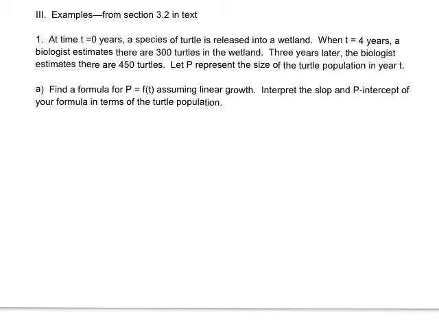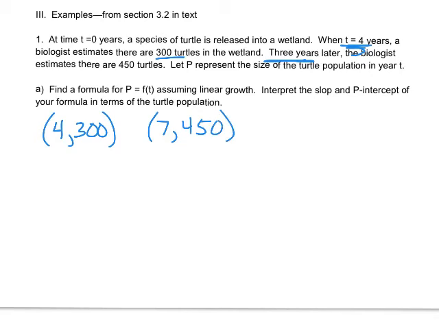If you looked for your coordinates, you have t is 4 when the population is 300. T is our independent variable, so we have 4, 300. T is going to be the x place, and 300 is going to be the y place. 3 years later, that doesn't mean t is 3. 3 years later, that means t is 7, and my population is 450.